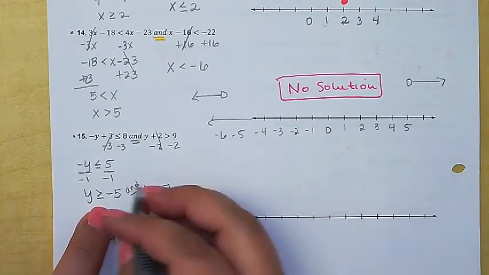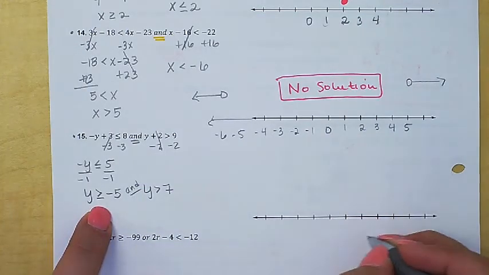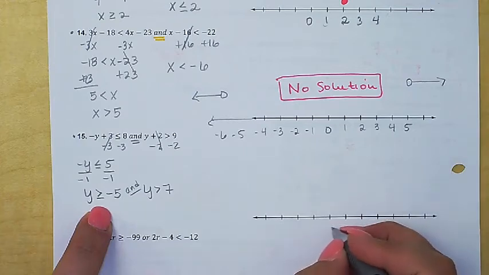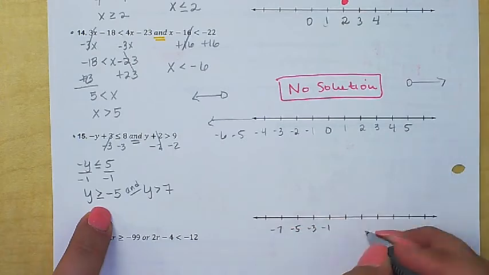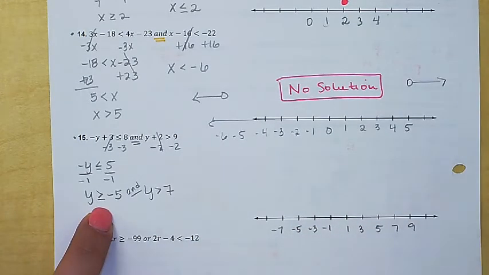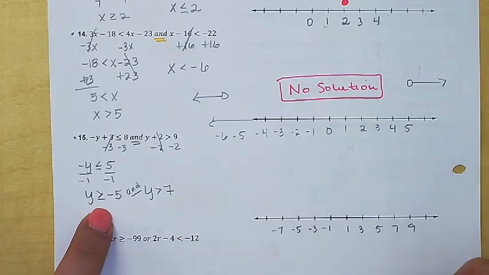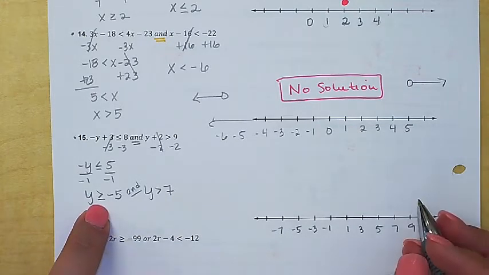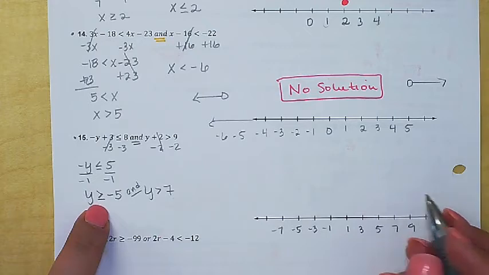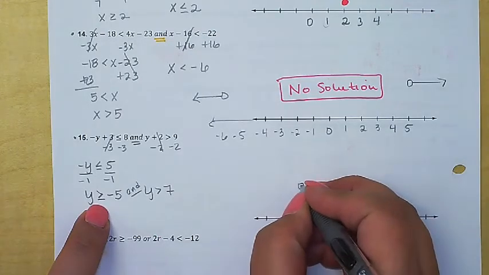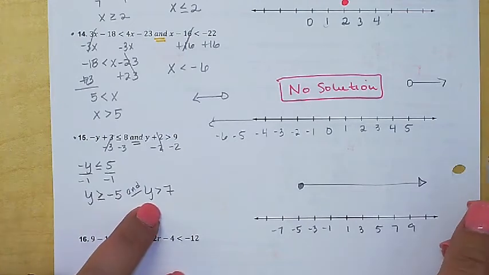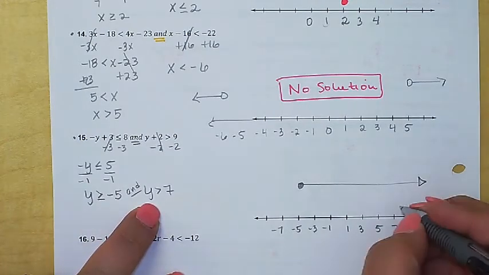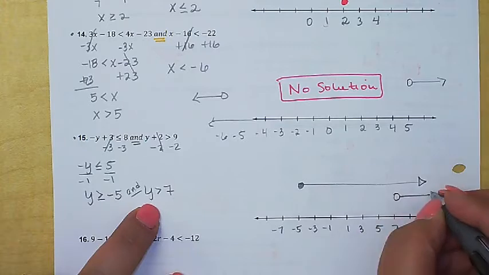I'm trying to be a little bit smarter about my graphing here. I'm going to go odds: negative 1, negative 3, negative 5, negative 7, and then 1, 3, 5, 7, 9. Okay. And so then I want all the y's that are greater than or equal to negative 5. So that's here. Greater than or equal to. And also greater than 7. So also greater than 7.